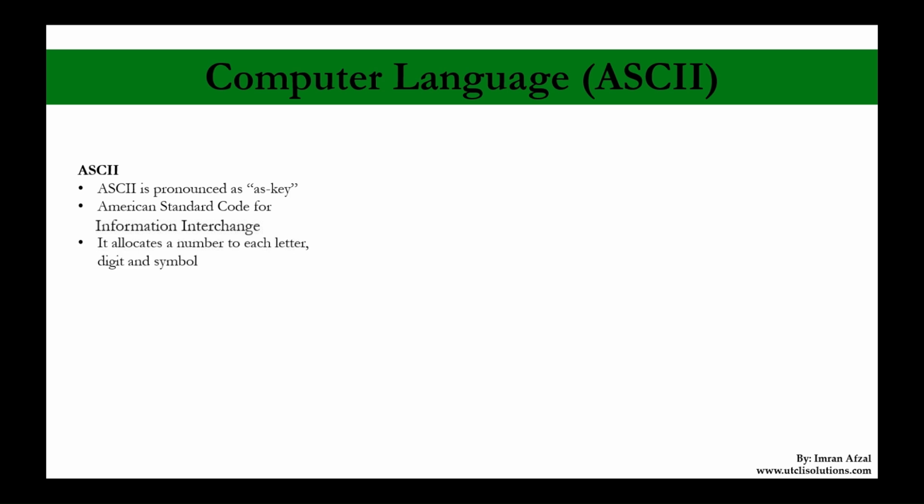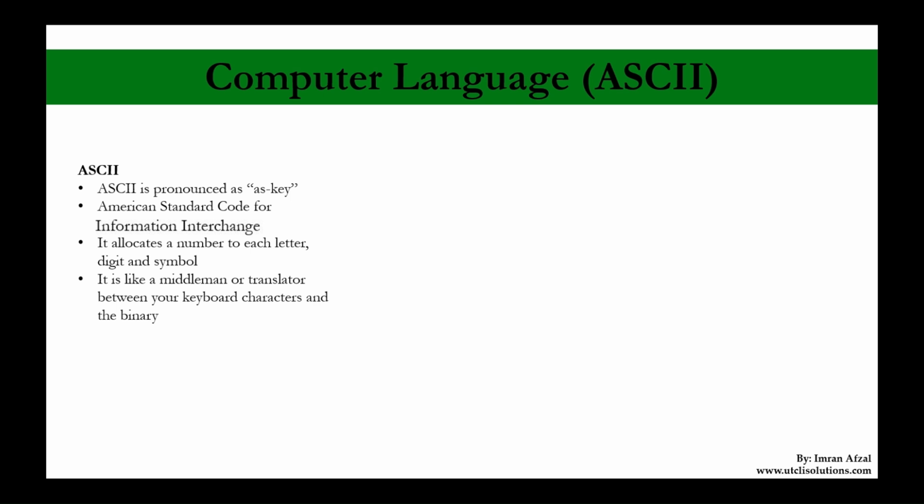It allocates a number to each letter, digit, and symbol. It is like a middleman or a translator between your keyboard characters and the binary. So every character that you see on your US keyboard has a number associated with it. That number was assigned by the American Standard Code, or ASCII, people.